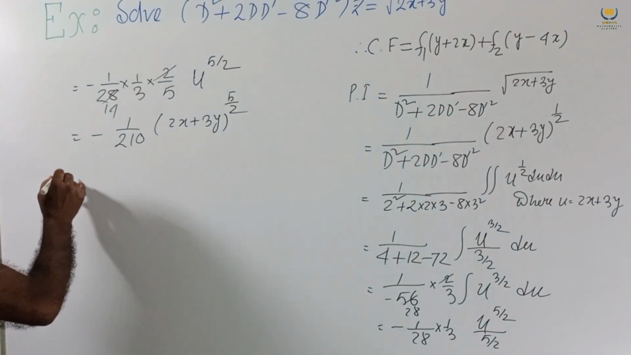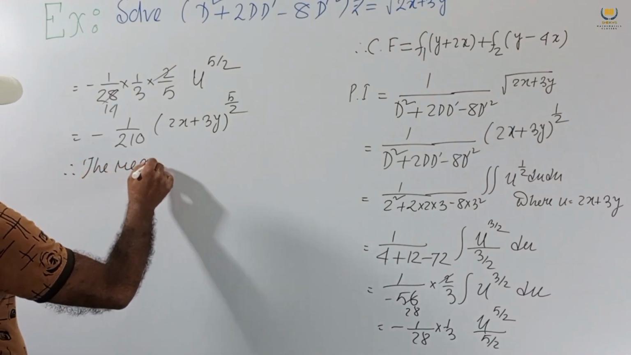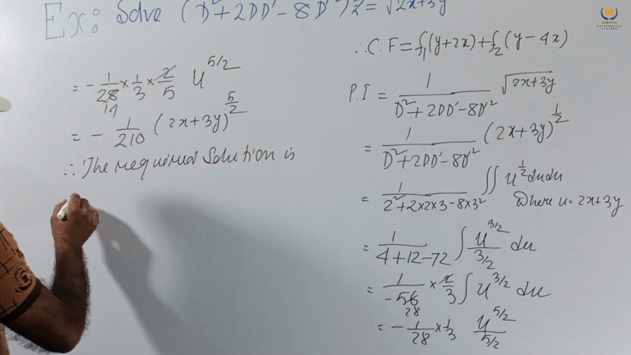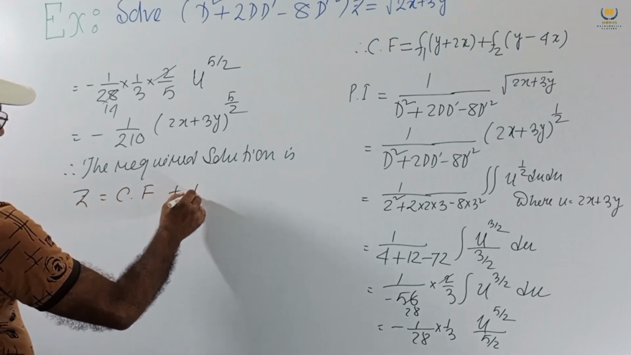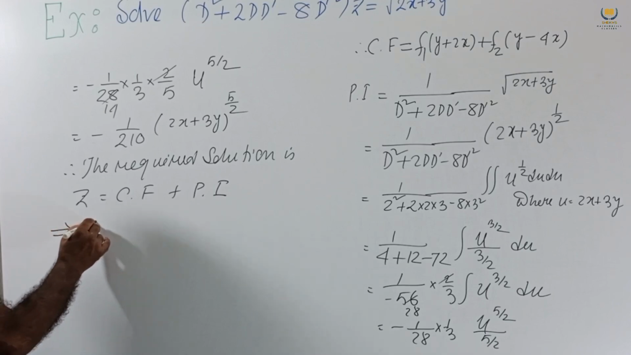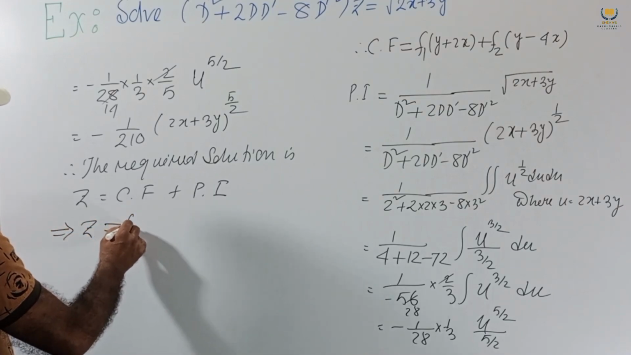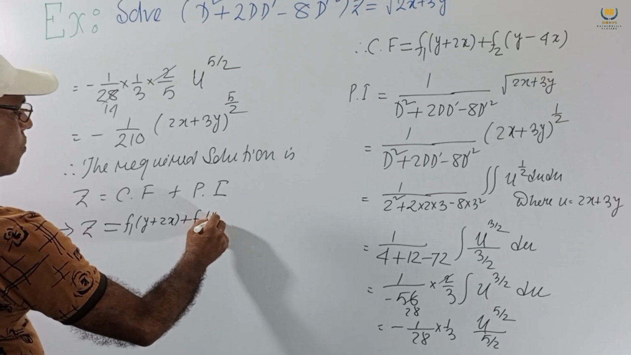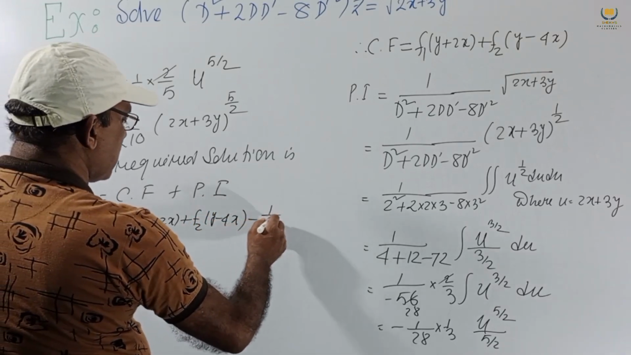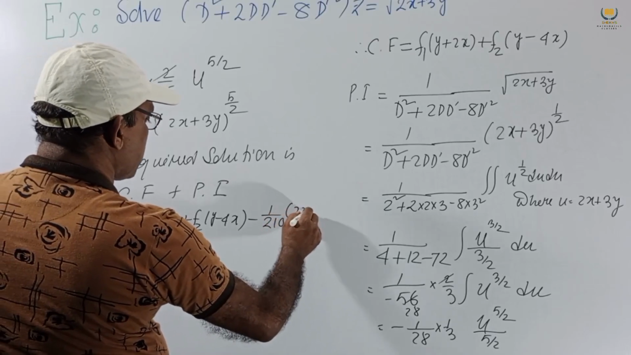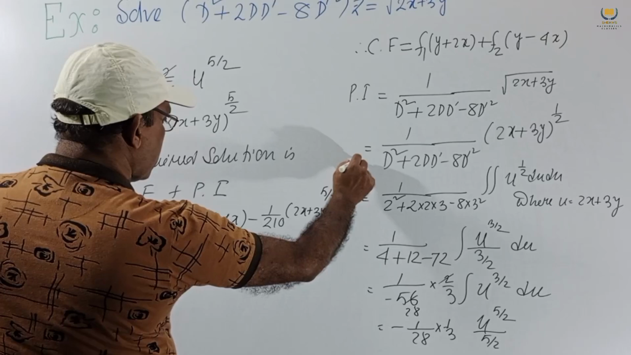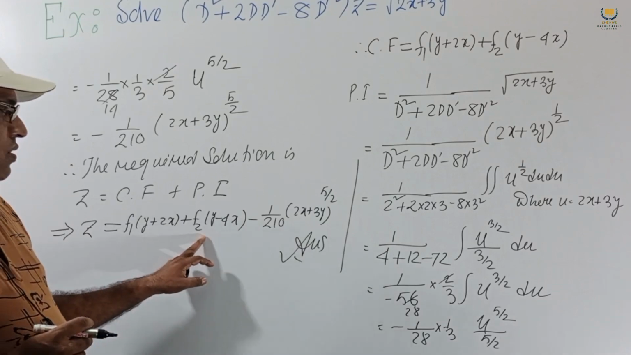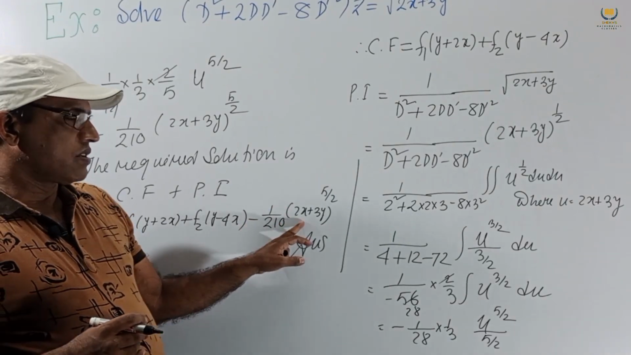This one we get. Therefore, the required solution is z equal to complementary function plus particular integral. This implies z equal to complementary function f1 of y plus twice x plus f2 of y minus 4x minus 1 by 210 twice x plus 3y to the power 5 by 2, and this is our final answer. So z equal to f1 of y plus twice x plus f2 of y minus 4x minus 1 by 210 twice x plus 3y to the power 5 by 2.